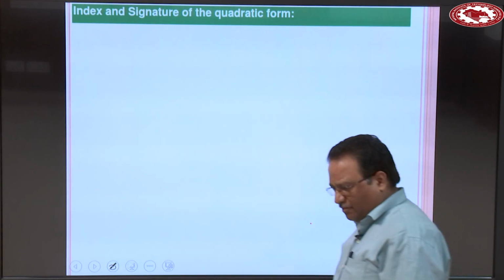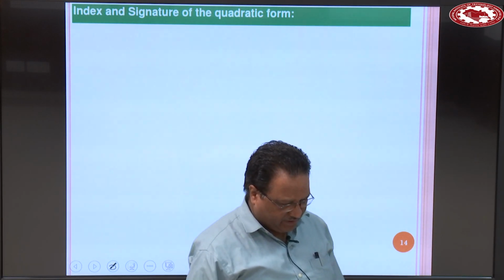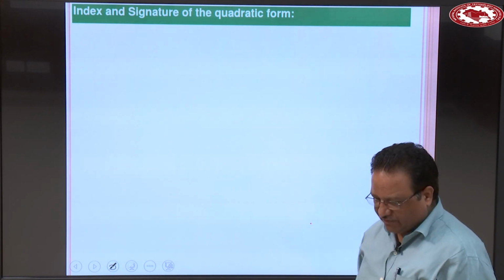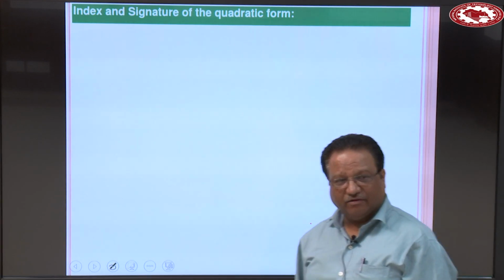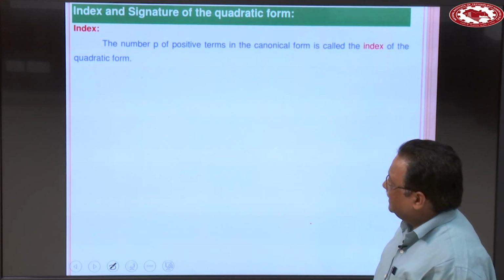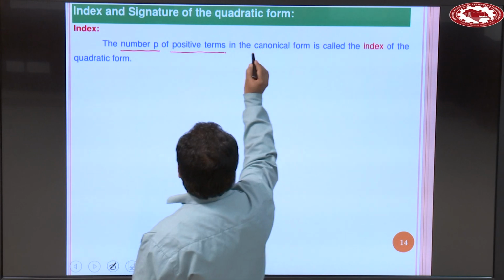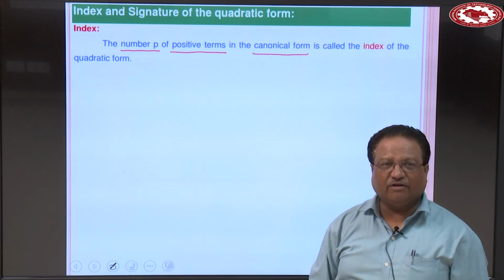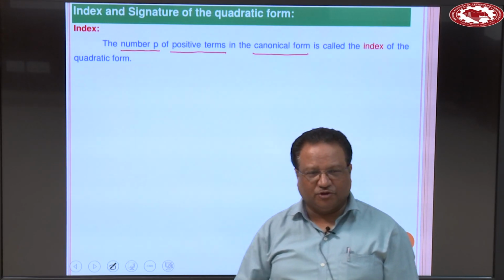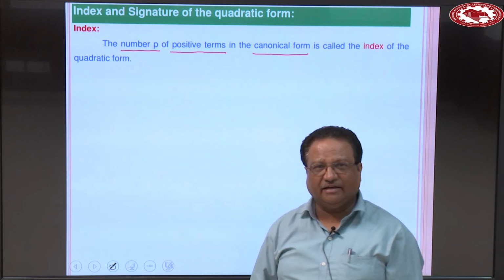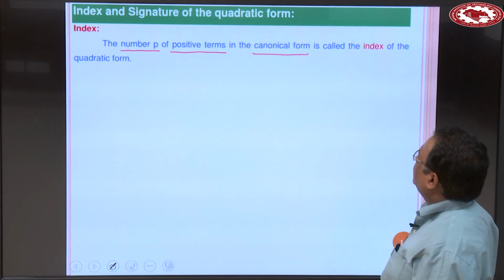Now the last topic, in fact this topic is also important. How can we define index, signature and nature of quadratic forms? So what is index? The number p of positive terms in the canonical form. Canonical form में चाहिए क्या हमें? आइगन वैल्यूज चाहिए, लैम्डा 1 लैम्डा 2 लैम्डा 3, वो 0 1 2 भी आ सकती है, 1 3 5 भी आ सकती है. So the number p of positive terms in the canonical form is called the index.